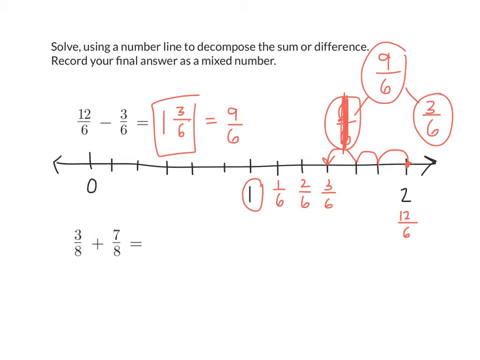Okay. We can also use a number line to show addition. If I have 3/8 plus 7/8, I can show that I have 0 here, and 1 here, and 2 here. Now, this time, do I still want to divide my units into sixths? What do I want to divide my units into this time? Zara? Eighths. Let's go ahead and divide our units into eighths.